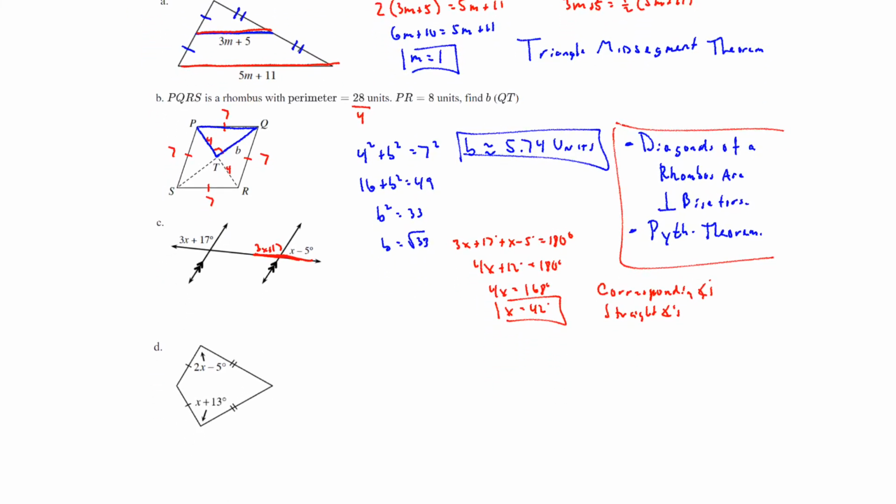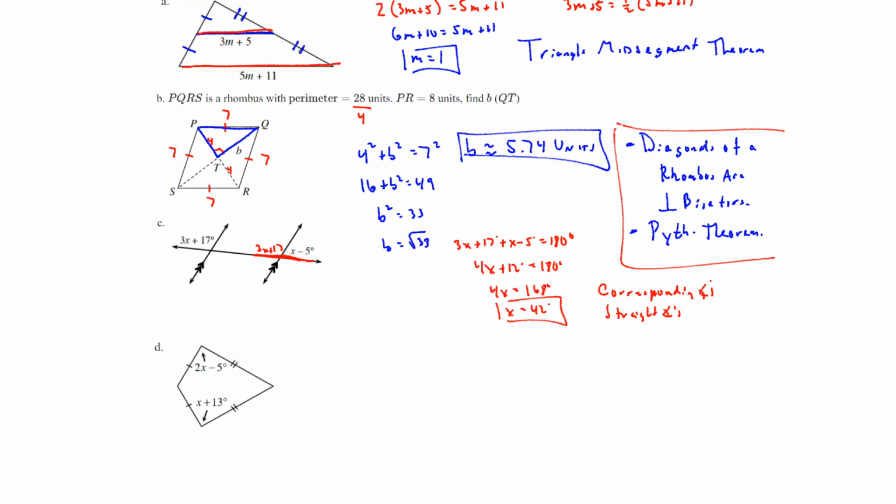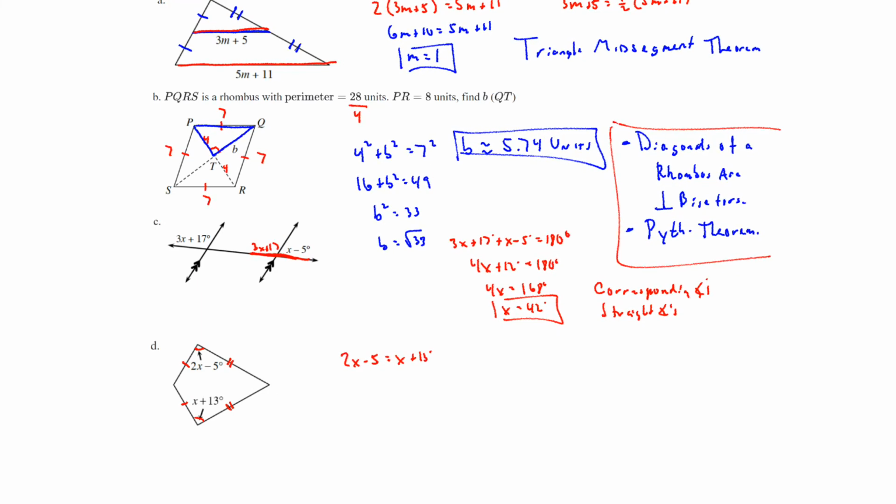All right, part D, we have a kite. You have your consecutive sides congruent here and here, and then it also gives you those angles. So with a kite, one pair of opposite angles, these right here in terms of where your sides are congruent to each other. So 2x minus 5 is equal to x plus 13. And we can solve by subtracting x, adding 5, and x is equal to 18 degrees.